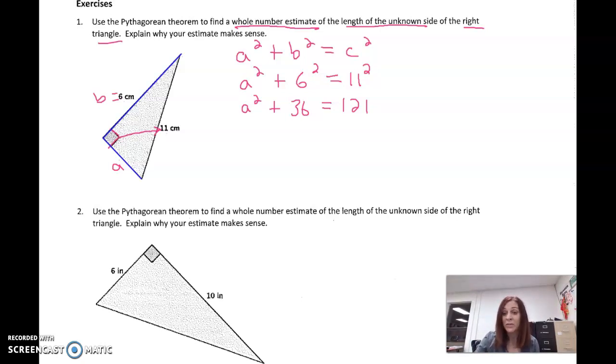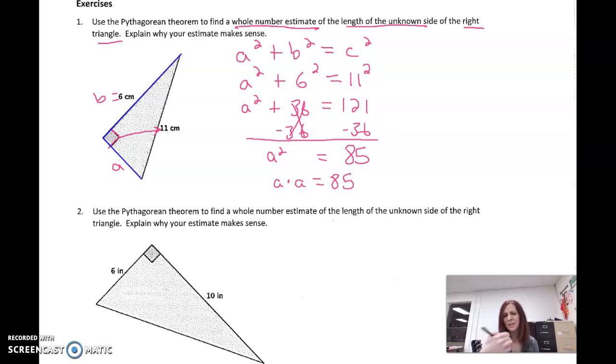The good news, we know how to solve an equation. So if I'm solving for a squared, I need to get rid of the 36. It's plus 36, so I minus 36. Or we can think of it as positive 36. We combine it with the negative 36, okay? I double check here to make sure those cancel, and I'm left with a squared equals 121 minus 36 is 85, okay? So what we're looking for is what number times itself equals 85. And I was doing this in the examples I did in the previous video, but this is what it means here. We want to find a whole number estimate.